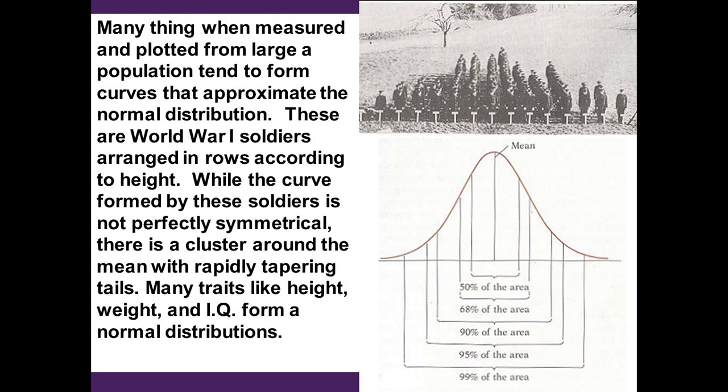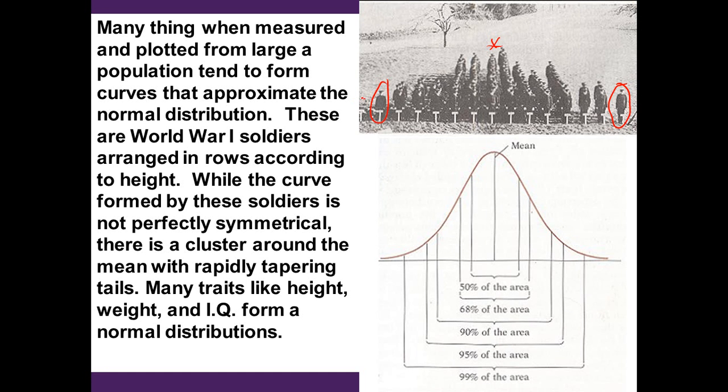Now, many things, when you measure them and you plot them and look at the frequency distribution, tend to approximate a normal distribution. I really love this picture. It's a picture of World War I soldiers that are arranged in rows according to height. So over here on this end, we have some soldiers that are kind of short. And over here, we have some soldiers that are kind of tall. And then right here is where we would find our mean, if you will.